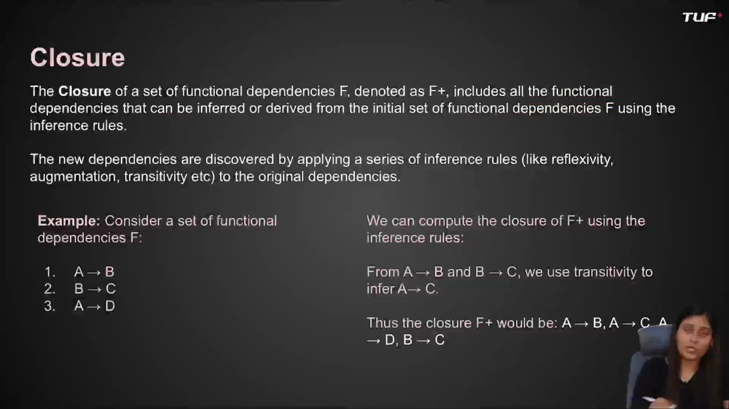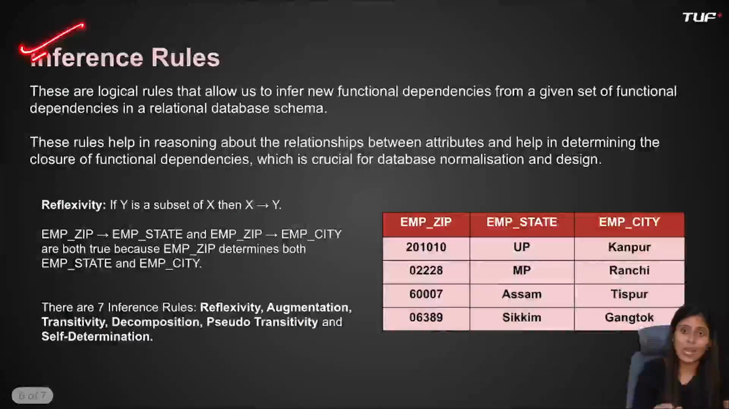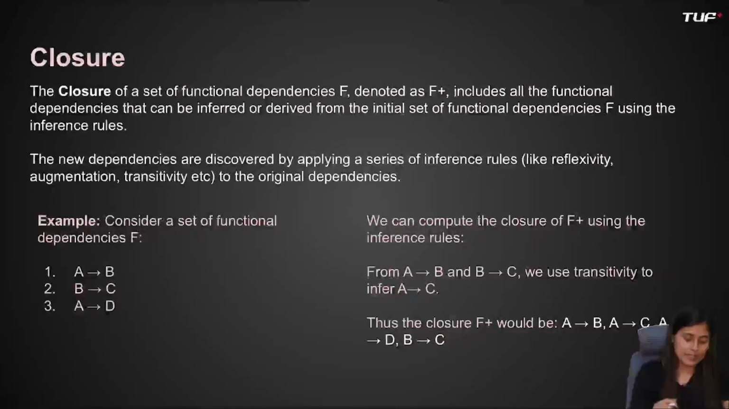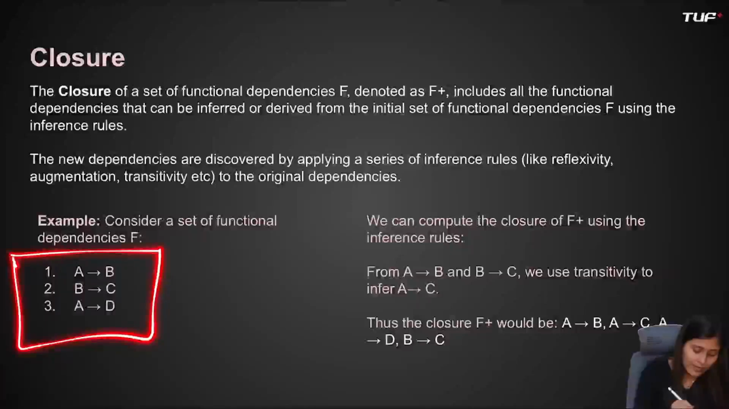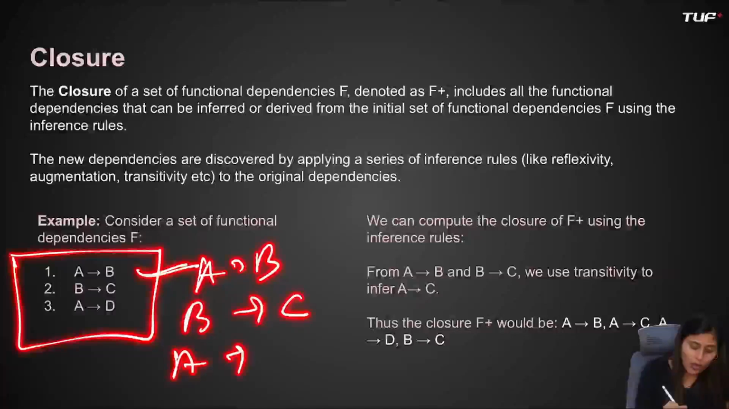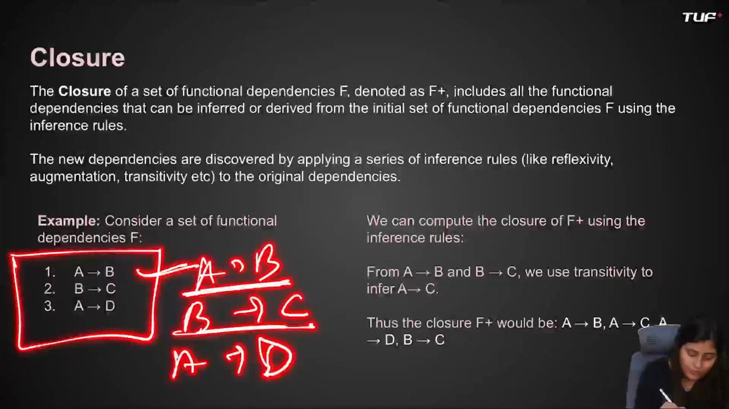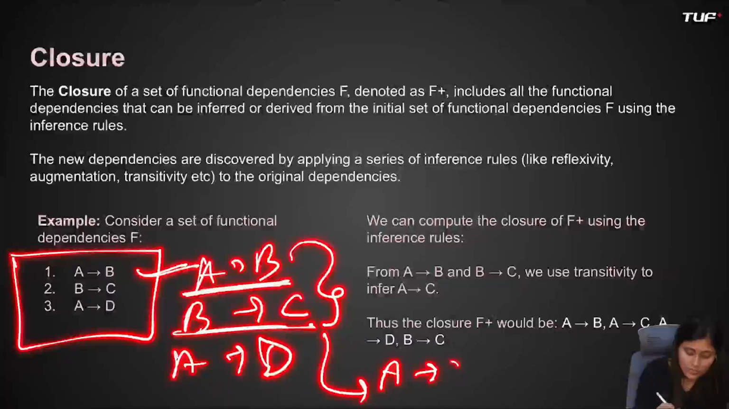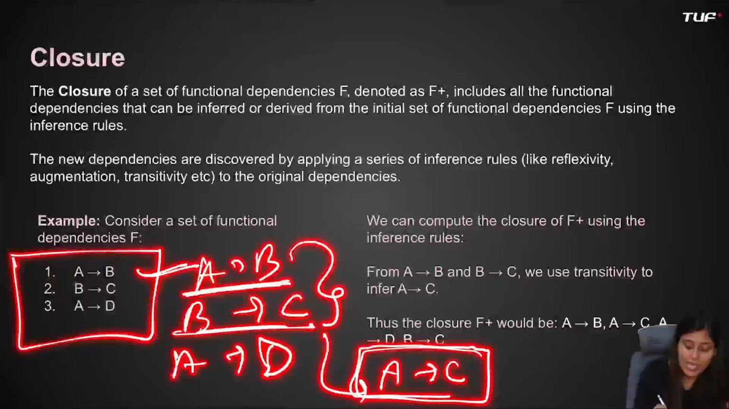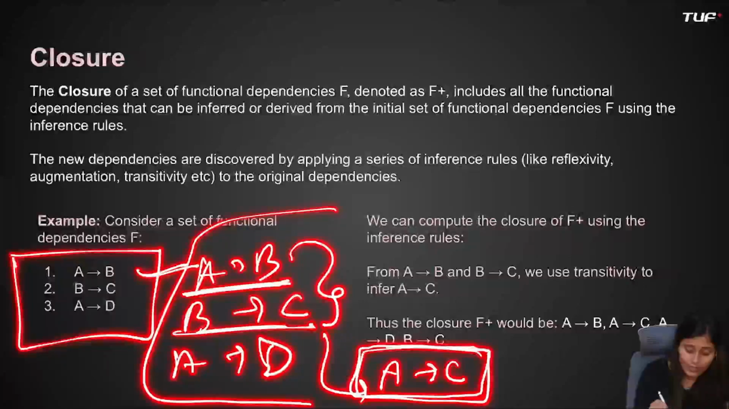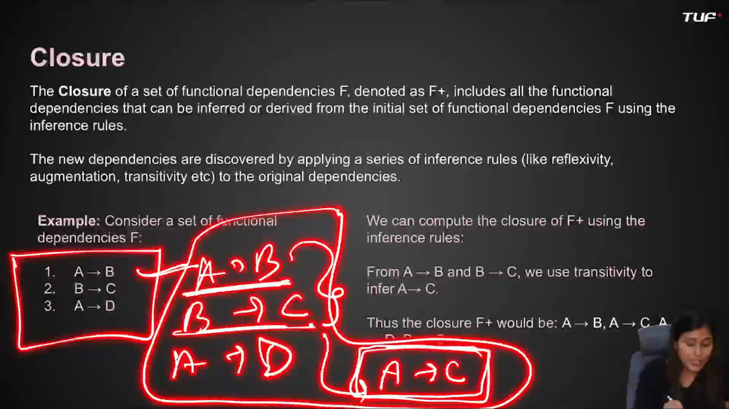With inference rules, we know that we can find new functional dependencies as well. Let's take an example. Suppose A defines B, B defines C, and A defines D. These are all the functional dependencies we have. Seeing that A defines B and B defines C, we can say A defines C also. So we have found one new functional dependency with the help of inference rules, and now instead of 3, we have 4 functional dependencies. The set of these functional dependencies we call closure.